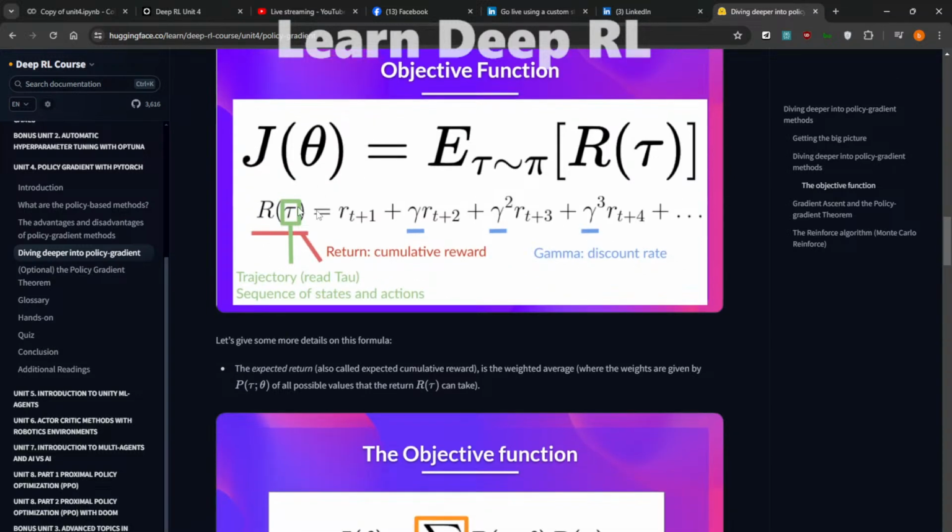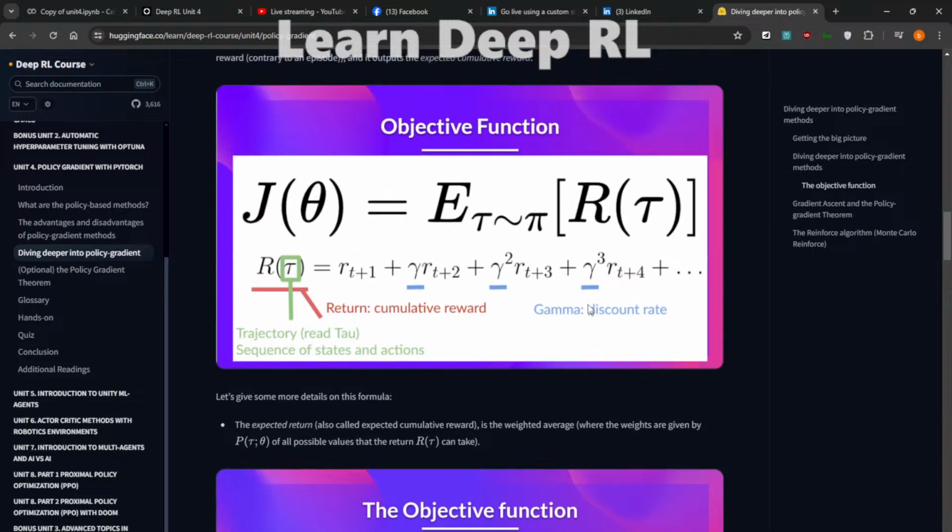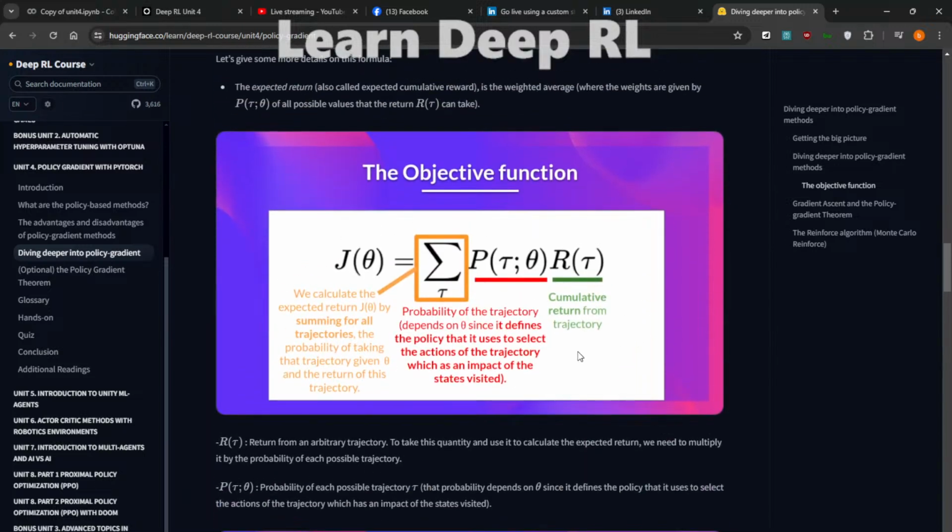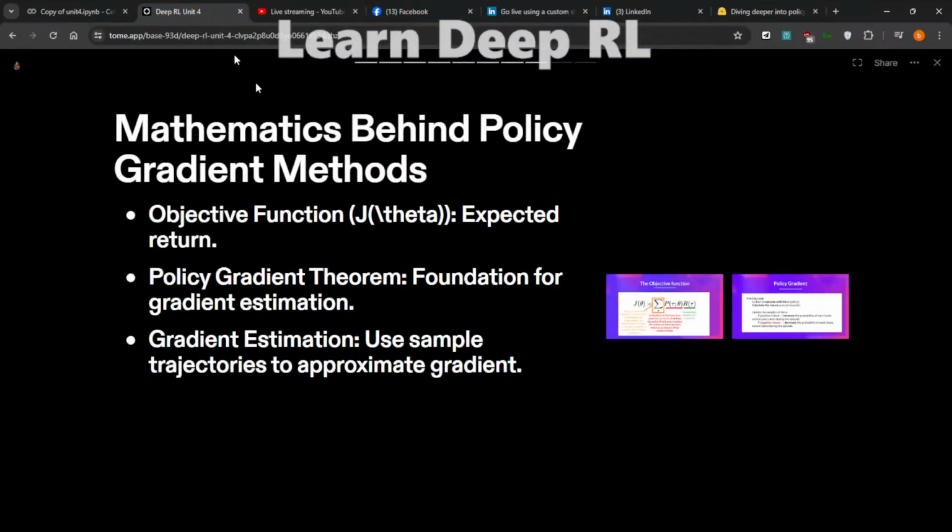So the cumulative return is equal to the sum of the rewards, and you can see that this gamma is the discount rate. So that's what this objective function is.